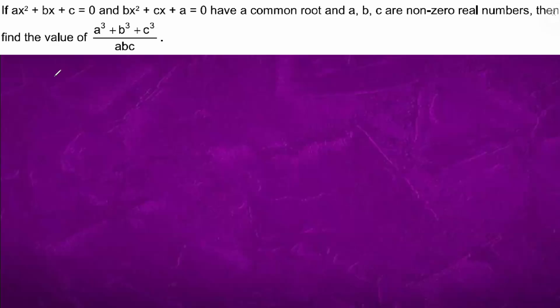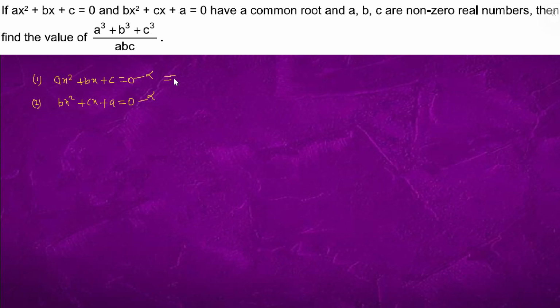We are told that the equation ax square plus bx plus c equals 0 and the equation bx square plus cx plus a equals 0 have a common root alpha. If this is 1, this is 2, we can say that from here a alpha square plus b alpha plus c equals 0, and so alpha is one of the roots.